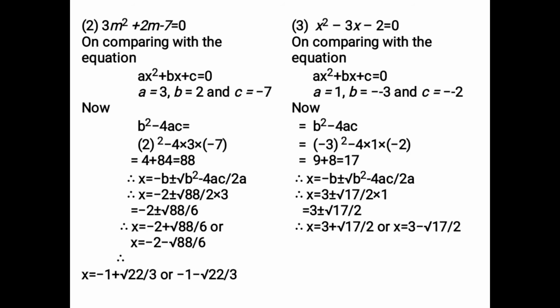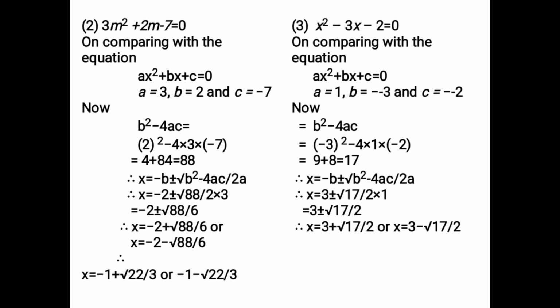Example number 3: x square minus 3x minus 2 is equal to 0. Compare this equation and value ABC: a is equal to 1, b is equal to minus 3 and c is equal to minus 2. Now b square minus 4ac. Substituting this value ABC is equal to minus 3 square minus 4 into 1 into minus 2 is equal to 9 plus 8. Then sum of these two numbers is 17.